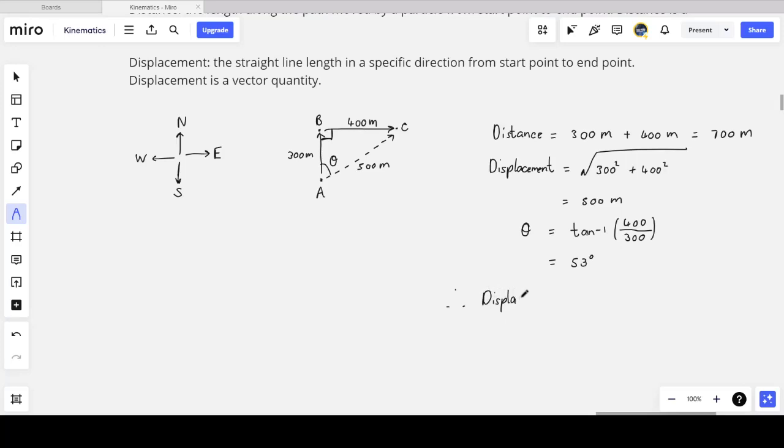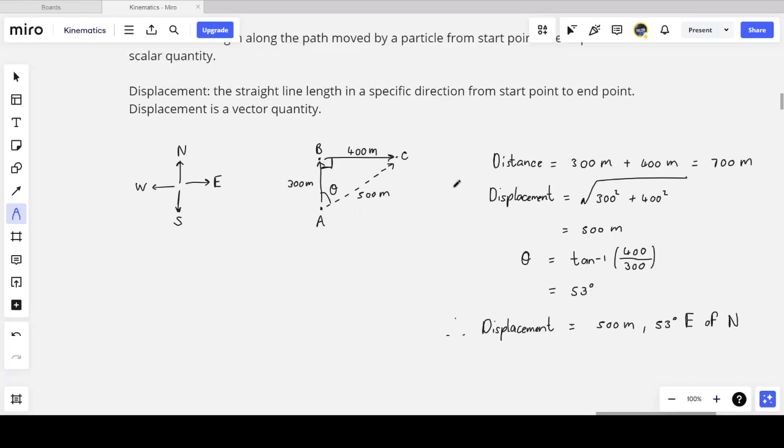to write both the magnitude and direction together. So what I would say is displacement is 500 meters, and then I'm going to say 53 degrees, but that's not useful unless I have the diagram in front of me. So to make it useful for anyone reading this value, I would say 53 degrees east of north, or E of N for short. 53 degrees east of the north line, which is AB. So that's my actual displacement.